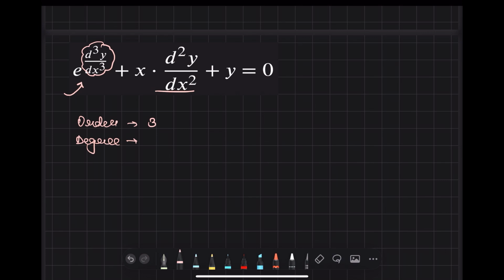Suppose you say, sir, I will take log on both sides, I will send these things to that side and then take log. But don't you think this thing will come under the argument of log? Yes, you will get rid of the exponential, but you will get trapped over here. So you cannot segregate both of them. So degree for this question is not defined. I hope things are clear.